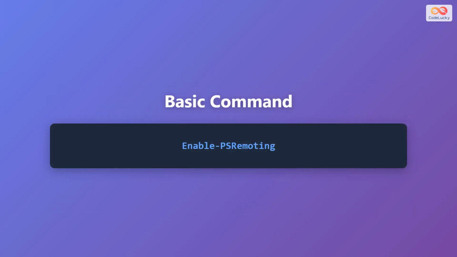The basic command to enable PowerShell Remoting is simply Enable-PSRemoting. You run this command on the computer that you want to configure for remote access. This single command performs multiple configuration tasks automatically. It's important to run this command in an elevated PowerShell session, meaning you need to open PowerShell as an administrator. The command will prompt you for confirmation before making changes.